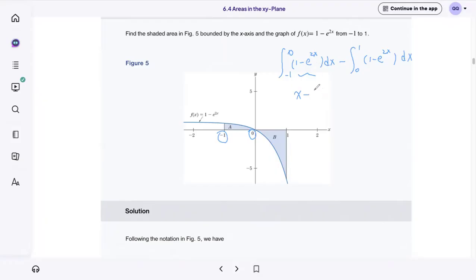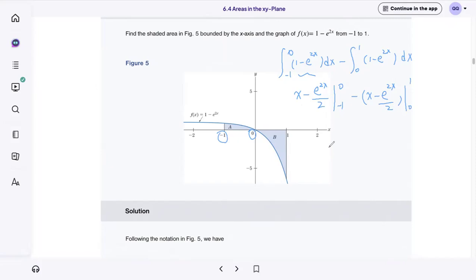Integrate e to the 2x, we have e to the 2x divided by 2. Remember this 2 divided by 2. Right. So then we evaluate from negative 1 to 0. Then subtract is the same thing, x minus e to the 2x divided by 2. Then we evaluate from 0 to positive 1.